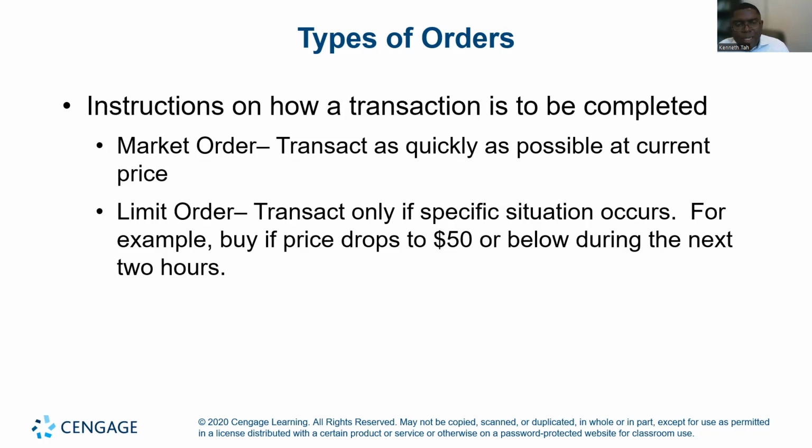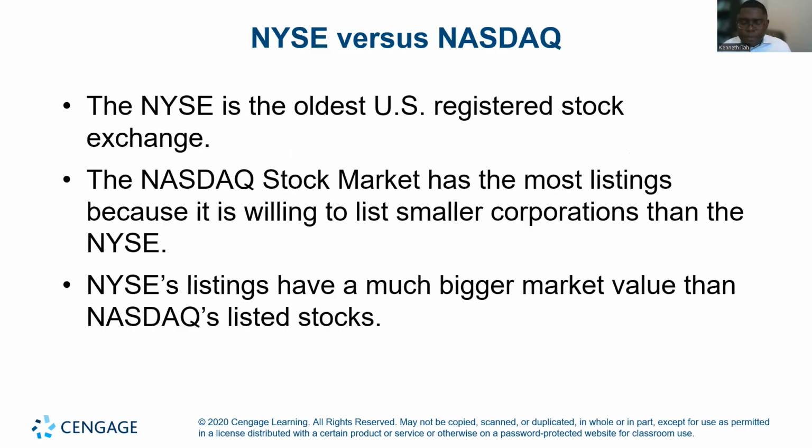We have what we call limit orders. It transacts only if a specific situation occurs. For example, buy if prices drop to $5 per share or below during the next 2 hours. If you leave this kind of order in the system or with the broker, that is a limit order. So the transaction only occurs if prices reach a certain level or below. So those are types of orders.